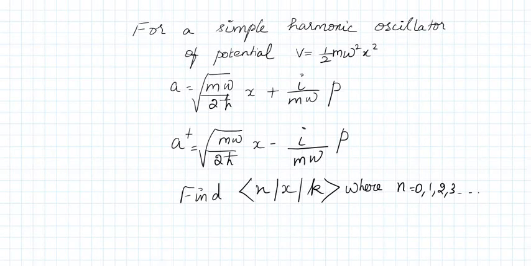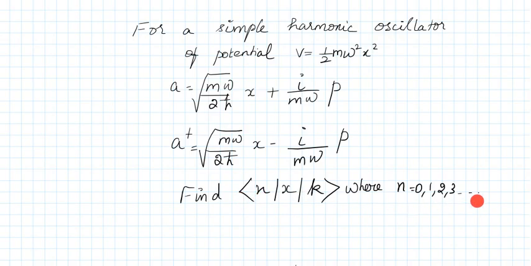What is given? A harmonic oscillator with potential V equal to half m omega squared x squared. We have the raising and lowering operators A and A dagger with this expression. Find the bracket notation ⟨n|x|k⟩, where n equals 0, 1, 2, 3, etc.